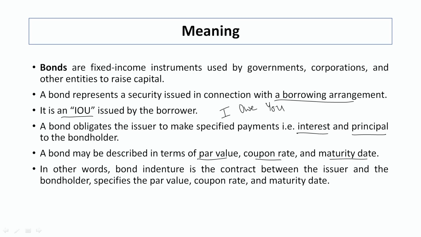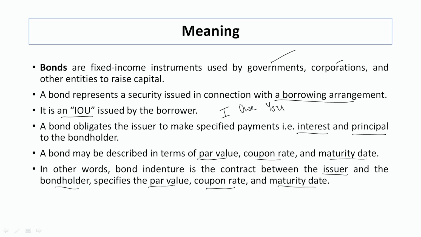In other words, bond indenture is a contract between the issuer and the bondholder. Issuer can be the government, corporation or any other public sector units who issue a bond to the public, and that person will become a bondholder. With the help of that, the government or any other public sector body gets some money from the public. So, it is issued at par value, having a coupon rate and having a fixed maturity period.